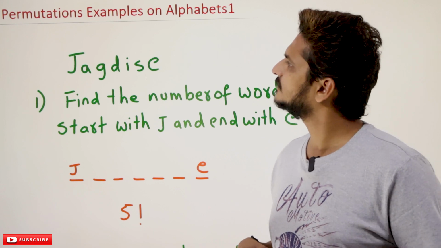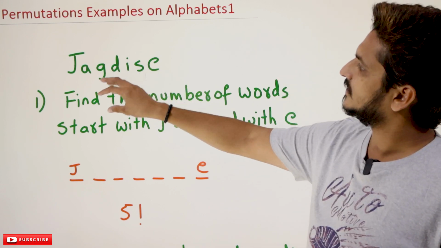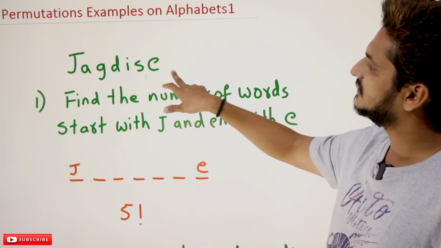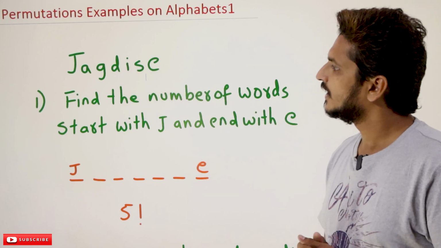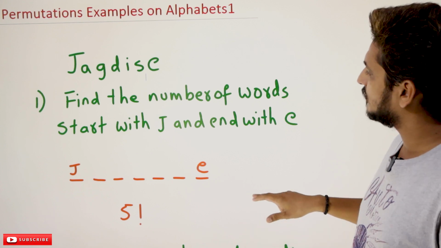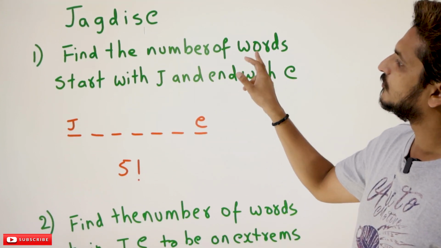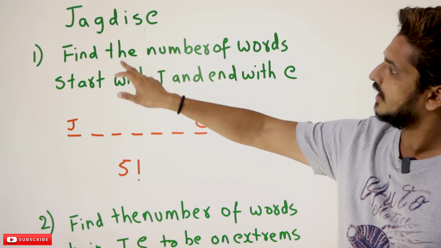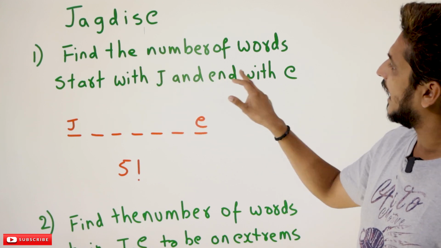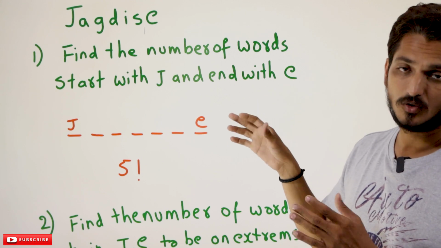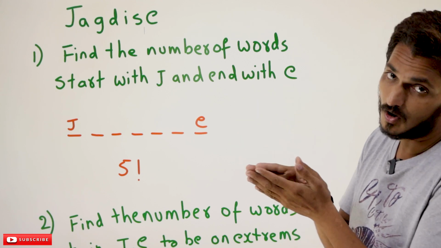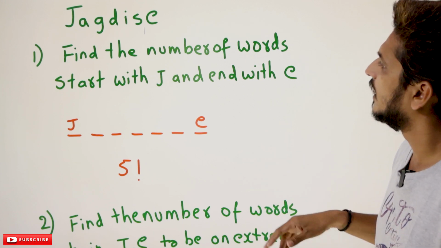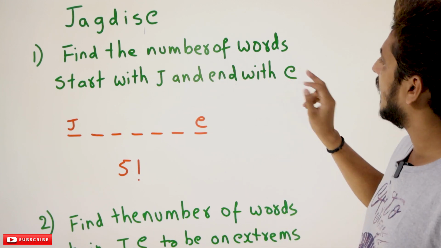Coming to today's class, some characters have been given: JAGDISE. From this they are trying to ask some questions. Find the number of words using these characters that start with J and end with E. We move from simple to complex questions. So, that start with J and end with E.